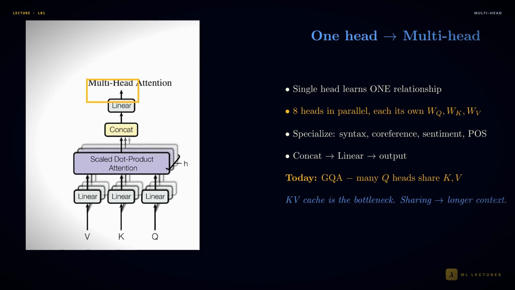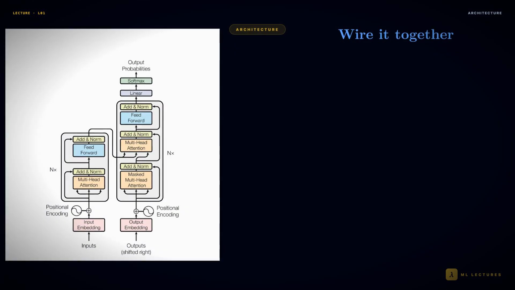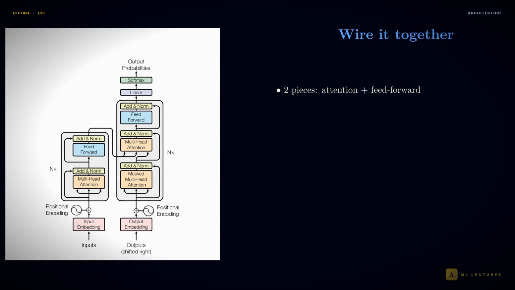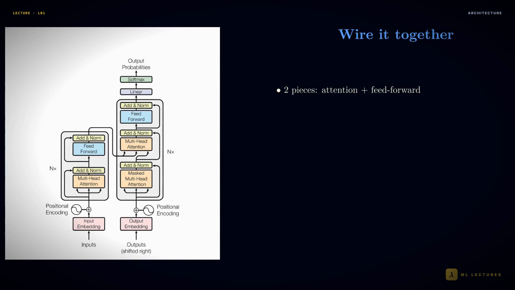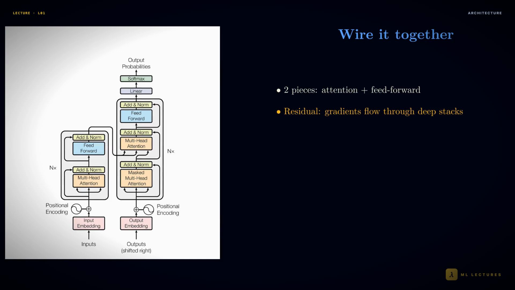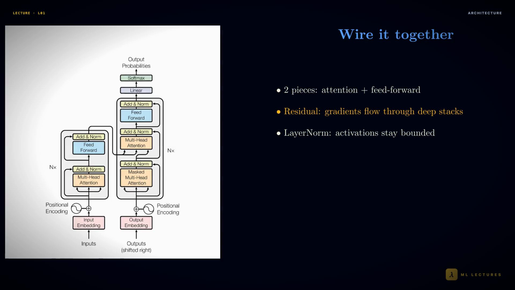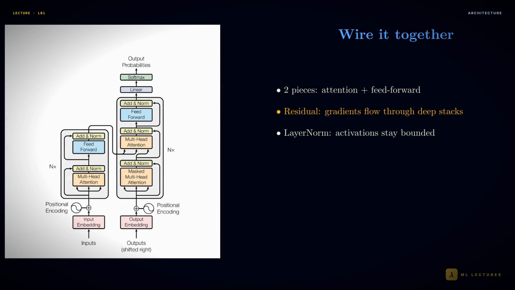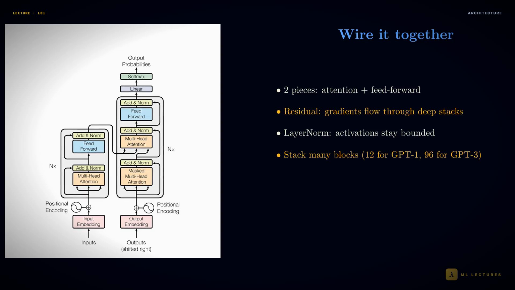Now wire it together. A transformer block has 2 pieces: multi-head attention, then a feed-forward network. Around each piece, 2 crucial wrappings. A residual connection, output plus input, so gradients can flow through deep stacks of layers, and a layer norm, keeping activations bounded so the network does not explode. Stack many of these blocks. 12 blocks for GPT-1, 96 blocks for GPT-3.